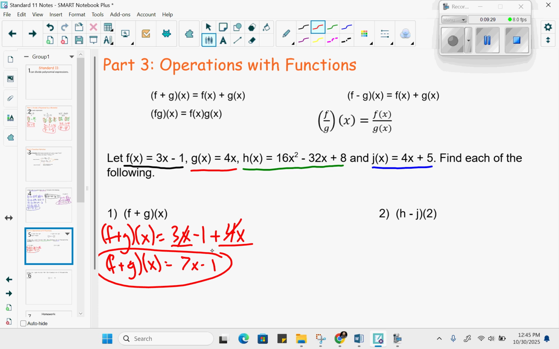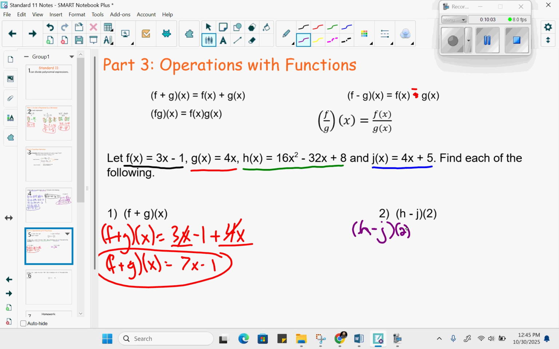Here's our next one, question 2. h minus j of 2. Well, h minus j. We have f minus g. That's going to be f of x. Oh, I have to redo this. Excuse me, this is not plus. It's going to be minus. So this is going to be, I'm going to subtract the 2. So let's switch colors. h minus j of 2. All right.